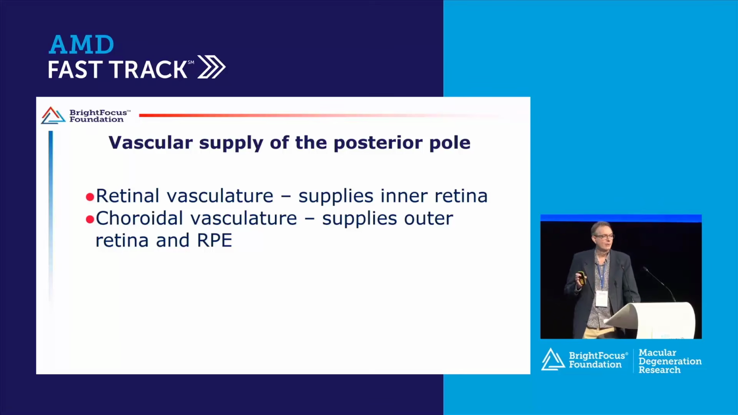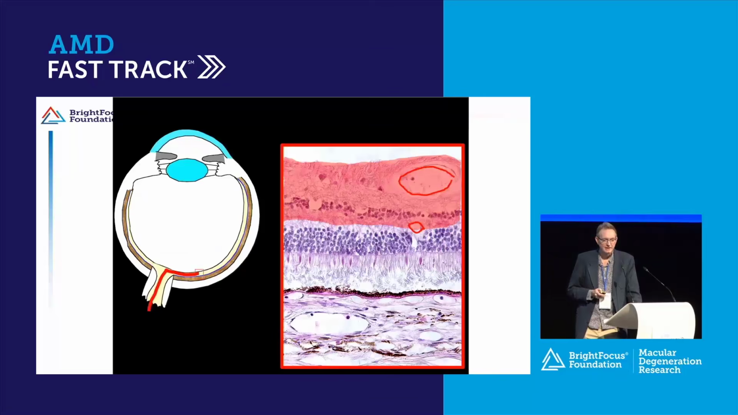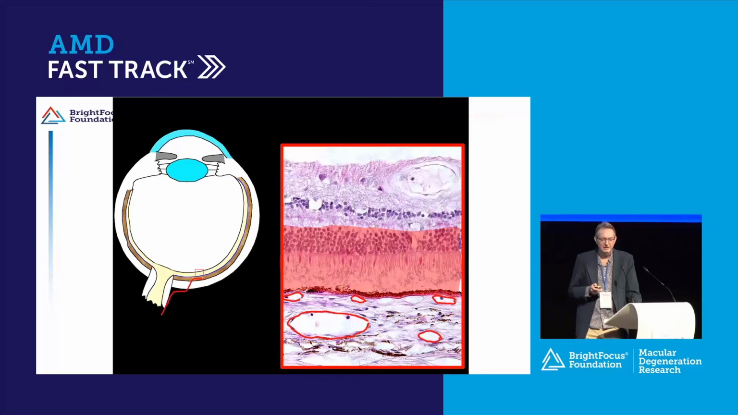So one thing everybody should know if you're unfamiliar with this topic is the retina has two different blood supplies. The retina has its own vasculature, which is supplied from the central retinal artery and comes up along through the optic nerve and spreads out and nourishes what's called the inner retina, whereas the outer retina is supplied by the choroid. This is just a cartoon illustrating the inner retinal supply, again from the central retinal artery.